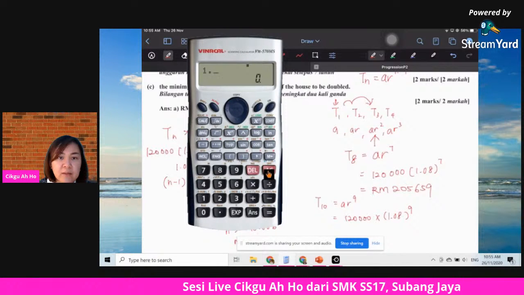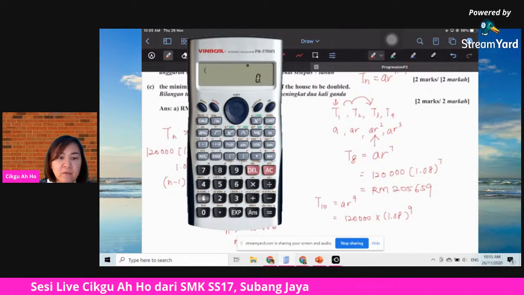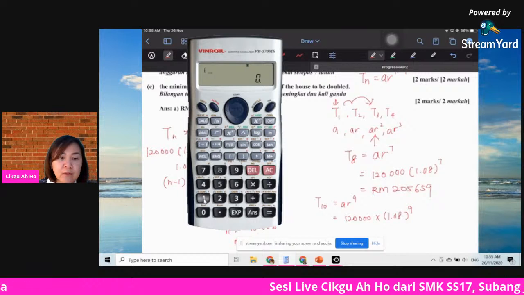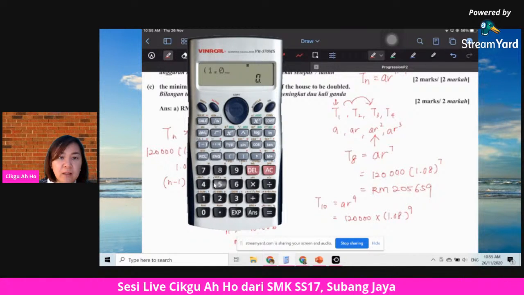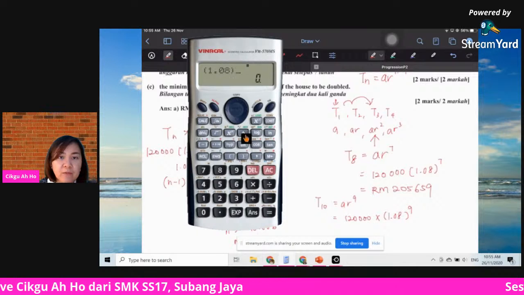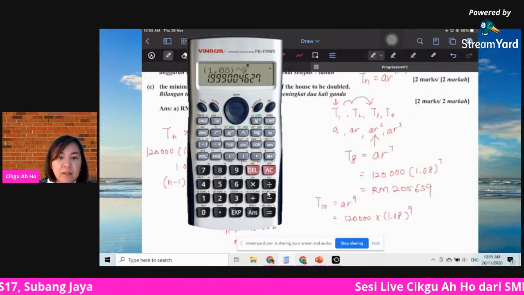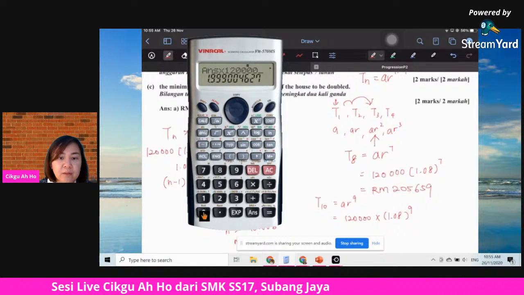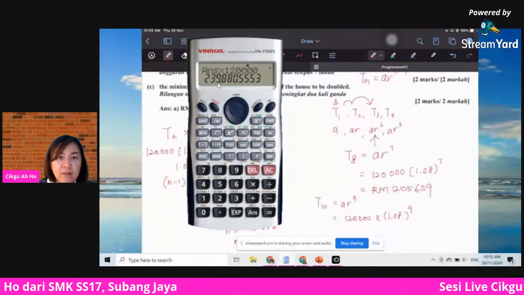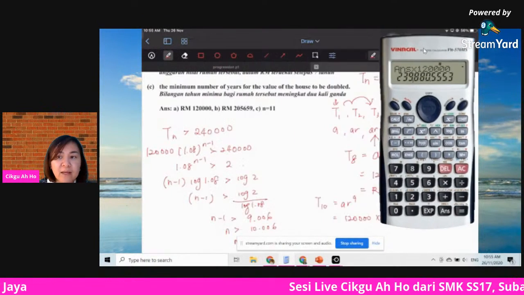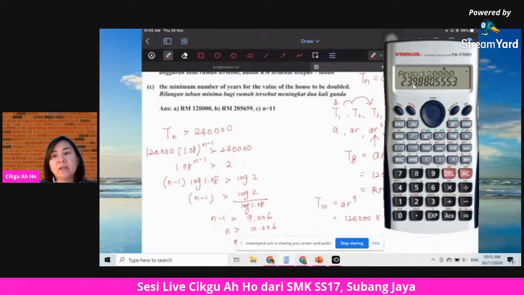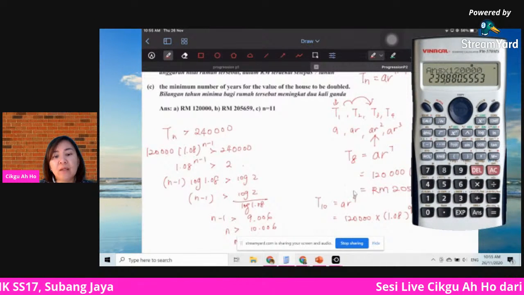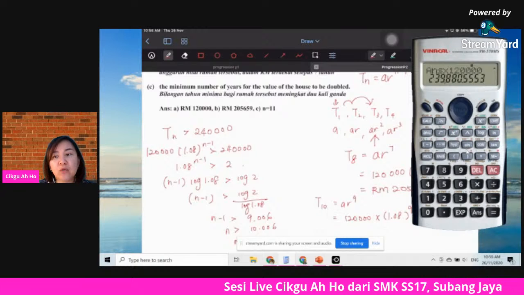Okay, this calculator is quite sensitive. Sometimes when I press, it doesn't register, see? Okay, because I just want to show you 1.08 to the power of 9, then multiply by 120,000. Okay, equals. This is the price. You can see when I put 10, it does not reach 240,000. It doesn't reach 240. So we cannot take N equal to 10. So it means N must be 11. So 10 is not the answer.